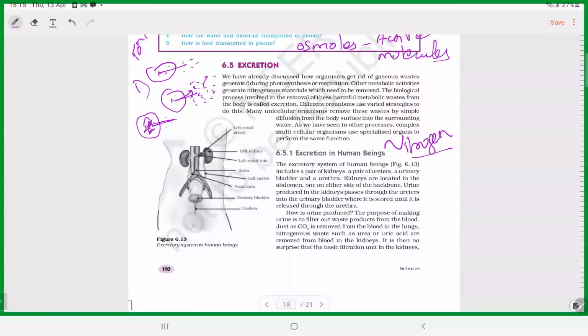Nitrogenous waste. What is called nitrogenous waste? What is the main component of nitrogen? It means, what are the macromolecules which are required for the body to function? We need protein. We need carbohydrates. We need lipids. We have DNA, whatever.